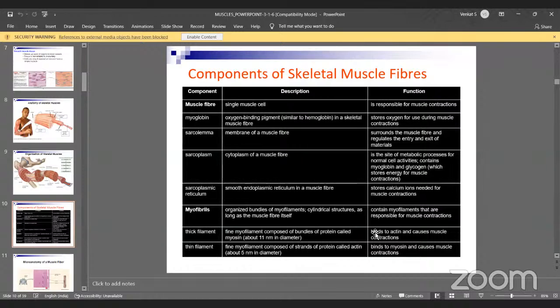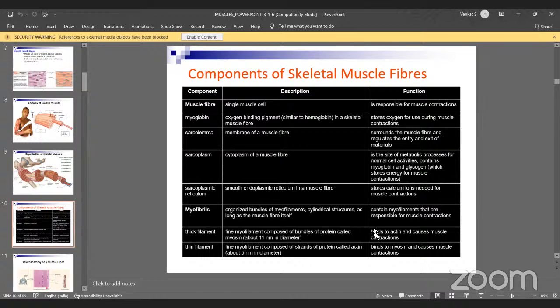So the first component is the muscle fiber. The description is single muscle cells. The function of the muscle fiber is that it is responsible for muscle contractions, because muscle contraction is one of the movement activations. One person is moving from place A to place B and from B to A. It is the use of the muscle fiber.